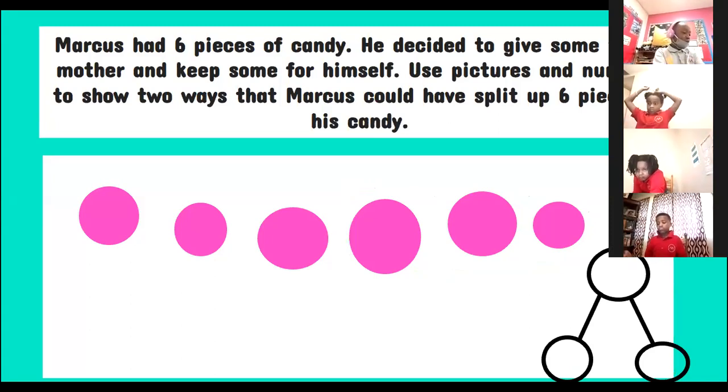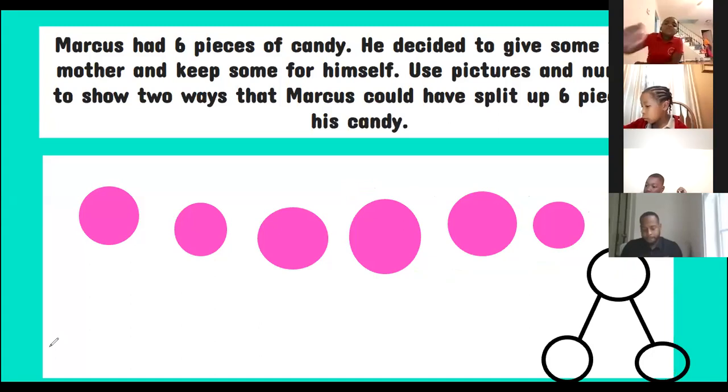Kinsley, tell me another way Marcus could split up his candy. I can hear you, Kinsley. He can have 4, his mom can have 3. But does that give us 6? Try one more time. 2 and 4. 2 and 4, Kinsley.